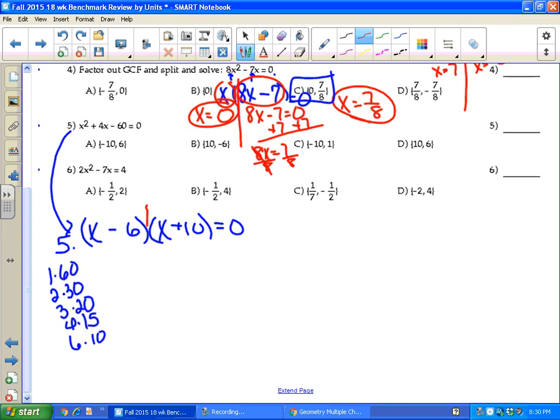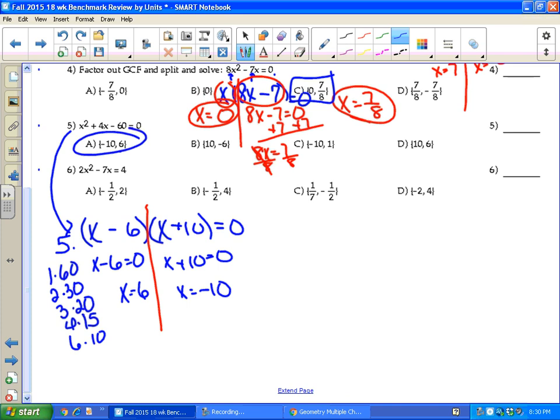Split and solve. So when I split, x minus 6 should be the 0, or x plus 10 could be the 0. So that's going to solve to give me x is positive 6, and x is going to give me negative 10. Positive 6, negative 10. Positive 6, negative 10 is here.